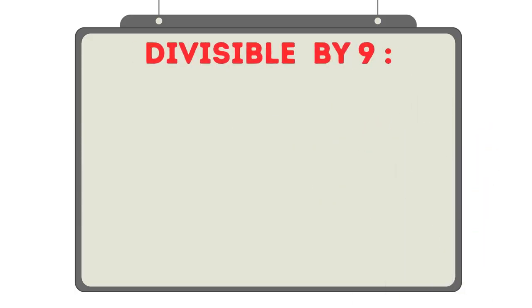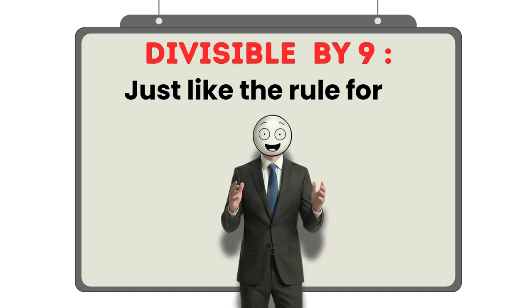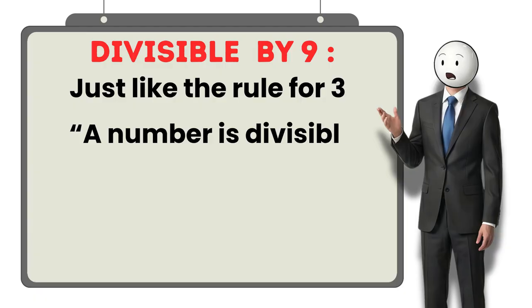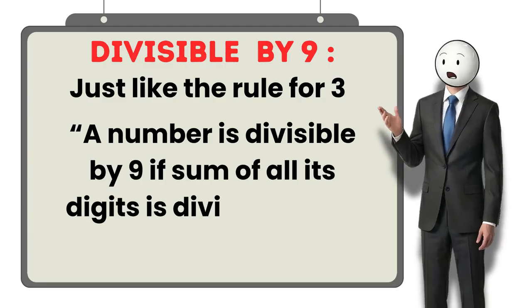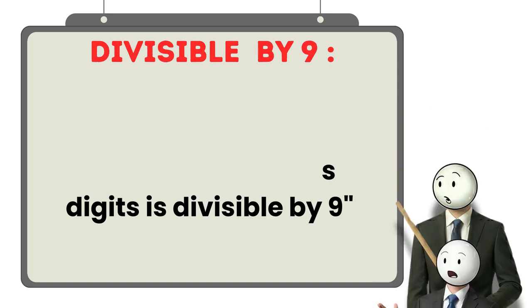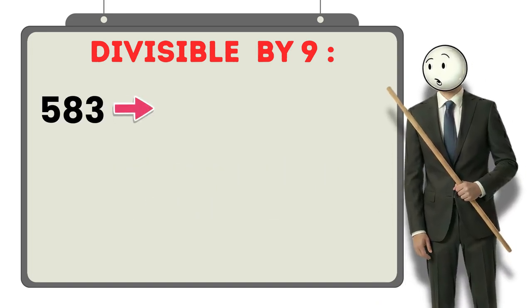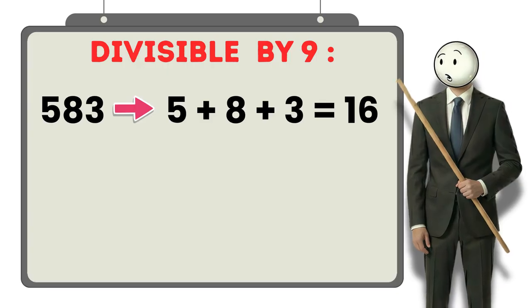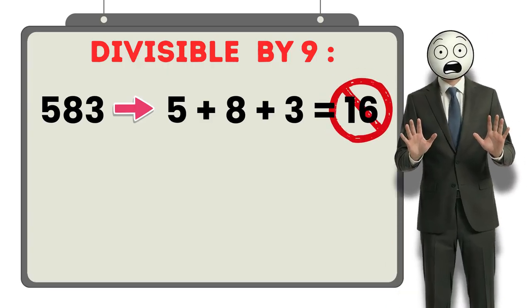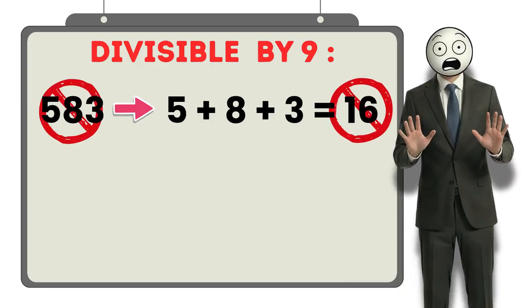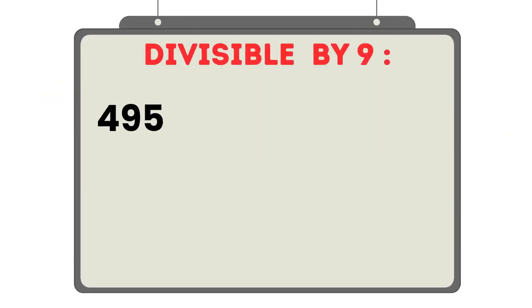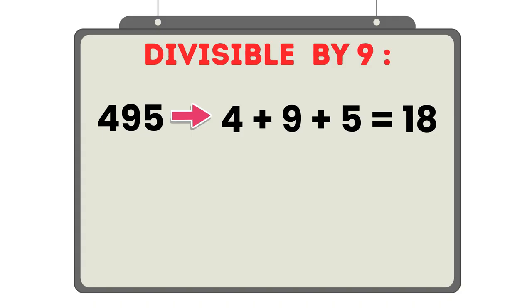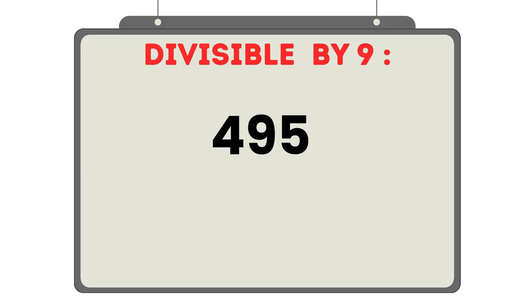Check divisibility by 9. This is just like the rule for 3. A number is divisible by 9 if the sum of all its digits is divisible by 9. Take 583. Add its digits. 5 plus 8 plus 3 equals 16. Since 16 is not divisible by 9, the number is not divisible by 9. But if you take a number like 495, the digits add up to 18. And since 18 is divisible by 9, 495 is divisible by 9.